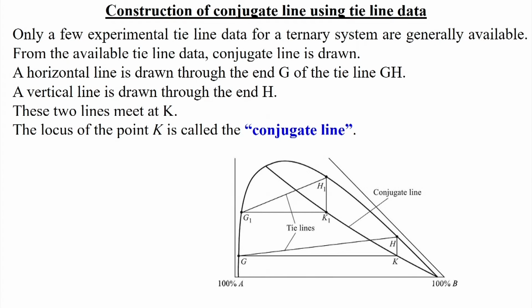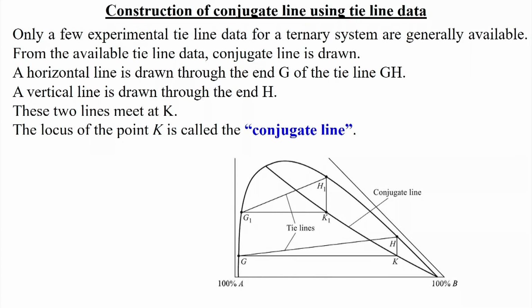Now, we will be doing this construction of the conjugate line, using the tie line data, which is also one important calculation. In some cases we have very few tie line data. In that case, how can we get x1 and R1, or E1 and R1, that is, how much extract and raffinate will be obtained? We get it using the conjugate line. That is done very easily.